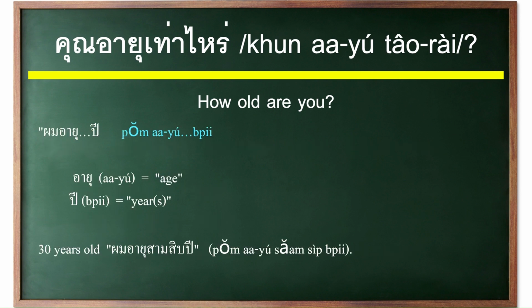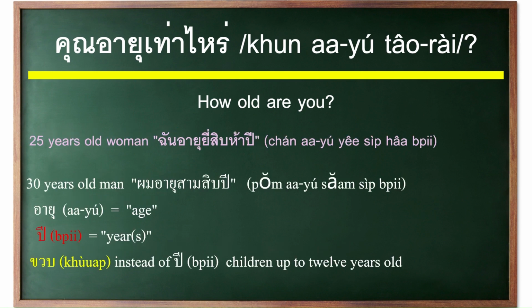When responding to the question, how old are you? In Thai, here's how it can be structured for men. ผมอายุ[number]ปี. Here ผม is how men refer to themselves, coupled with อายุ, age, followed by the number of years and ปี which means years. So, if a man is 30 years old, he would say, ผมอายุ 30 ปี. If a woman is 25 years old, she would say, ฉันอายุ 25 ปี.